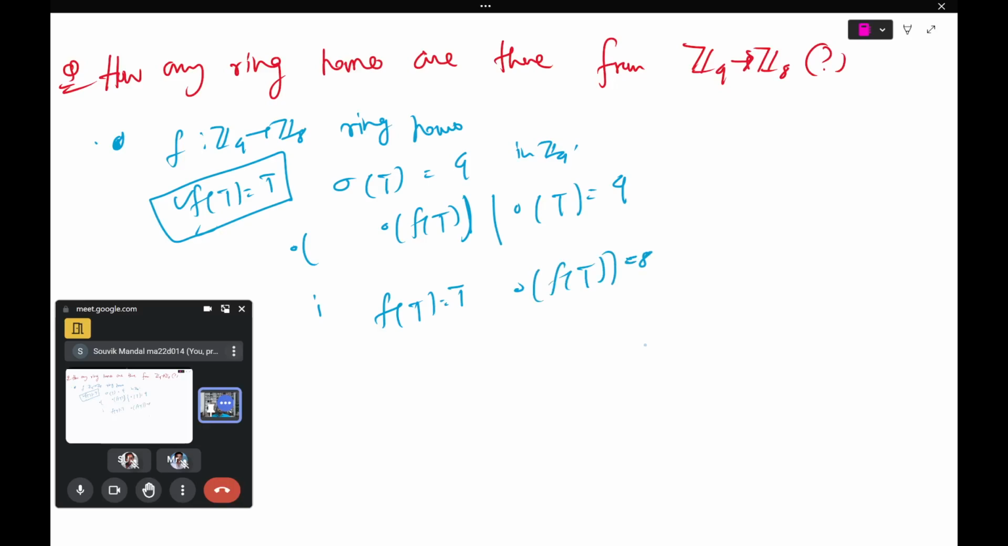Okay, so this implies what? The order of 1 bar divides 4, but the order of 1 bar is known to be 8, right? So 8 divides 4, which is a contradiction. So that's why there is no ring homomorphism. So this is the argument. Do you understand?